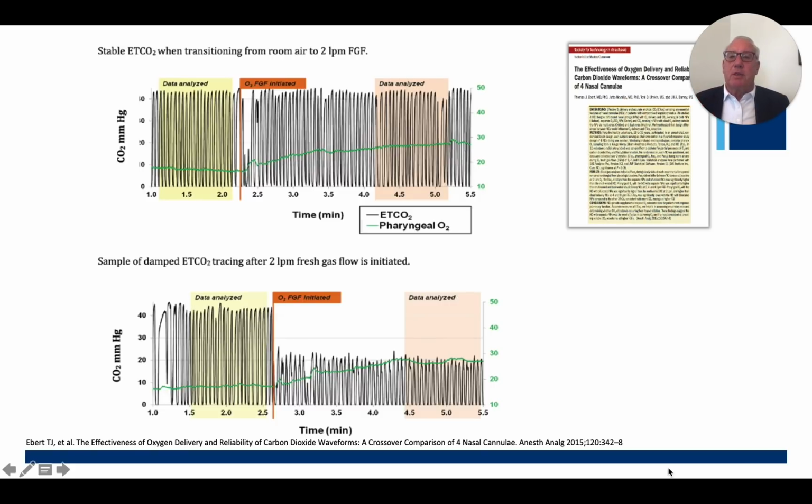So if you look at the top, whatever system they were using, the black lines, the end-tidal CO2, is very stable, even after they started fresh gas flow and we're analyzing. On the bottom, it markedly diminished, but the impact on the green line of oxygenation did not change.